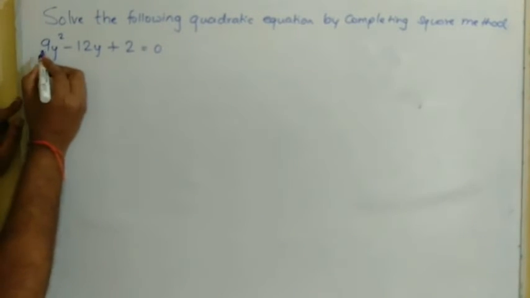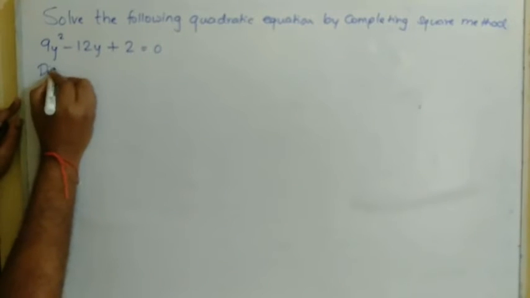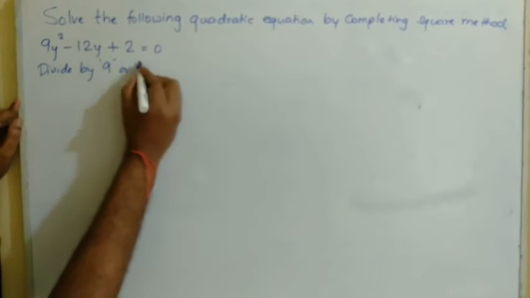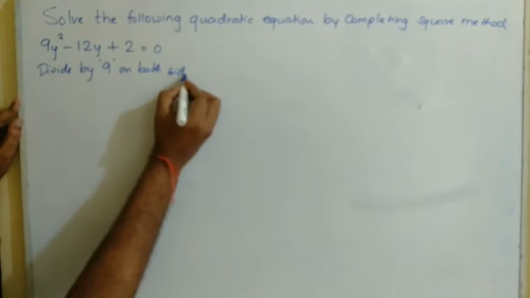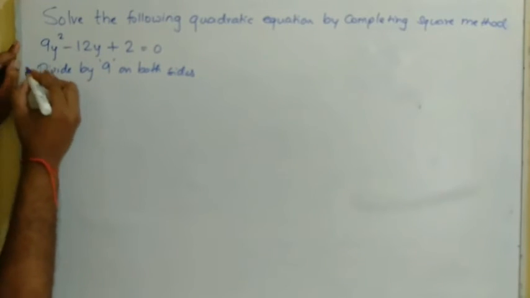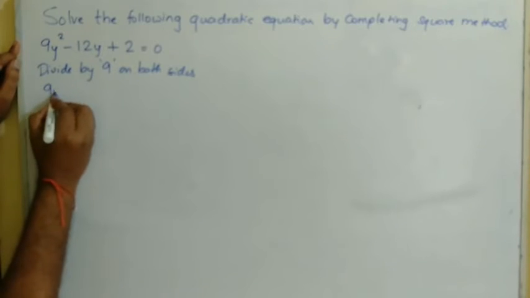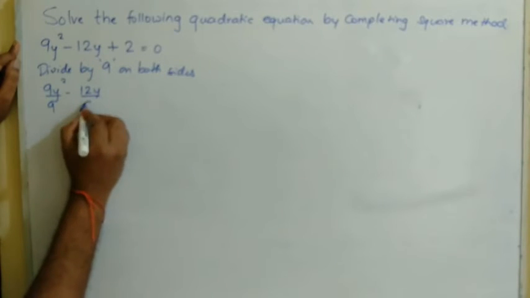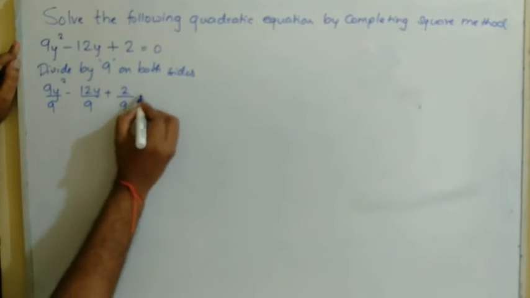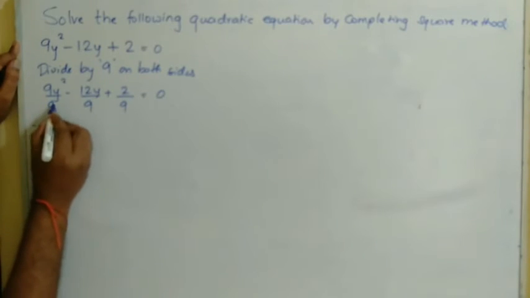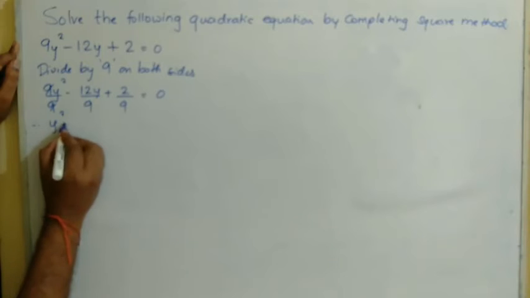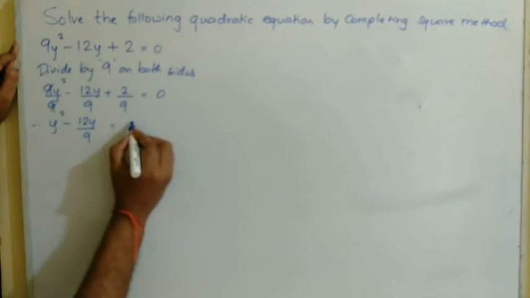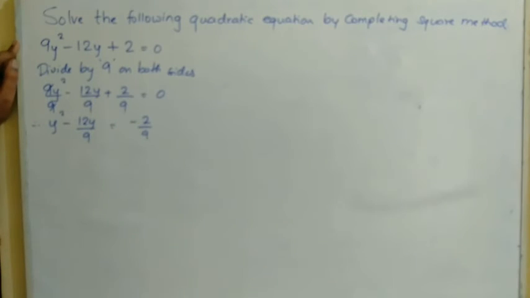We have 9y square minus 12y plus 2 equals 0. Again the same steps. We have 9 here, so I am going to divide by 9 on both sides. You can do it directly also if you want. 9y square upon 9 minus 12y upon 9 plus 2 upon 9 equals 0. In the next step, 9 will get cancelled. I have y square minus 12y upon 9 equals, this will go on the right hand side, minus 2 upon 9.